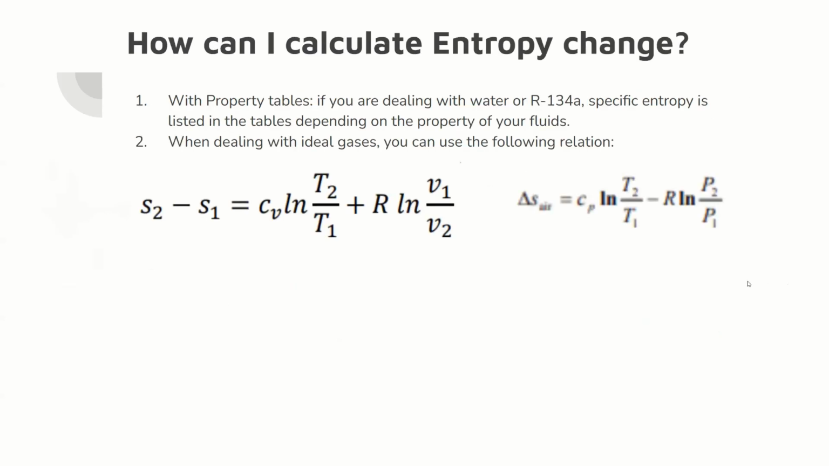Two different ways to calculate entropy. Either directly with the property table, where you're given two independent intensive properties that will give you a specific entropy through the property tables. Or, especially when you're dealing with ideal gases, you can use these two equations. The change in entropy is equal to this or this, depending on whether you have access to CV or CP, or whether, instead of the difference in specific volume, you have the difference in pressure.